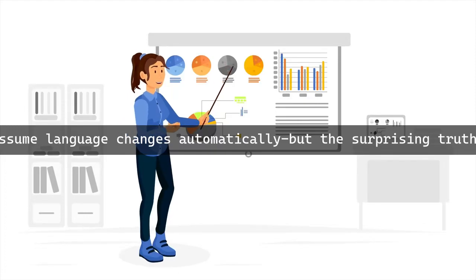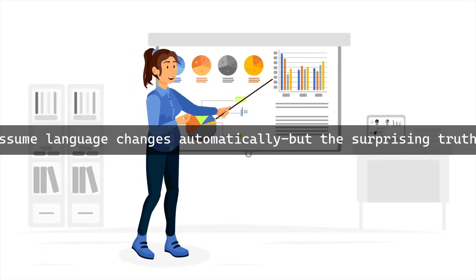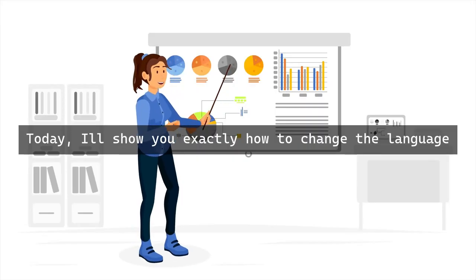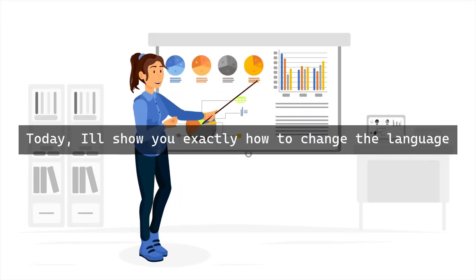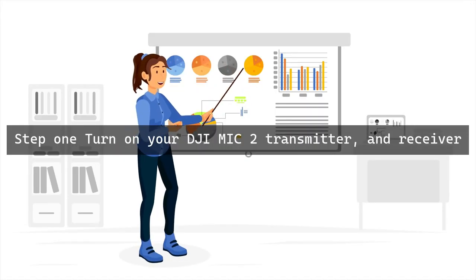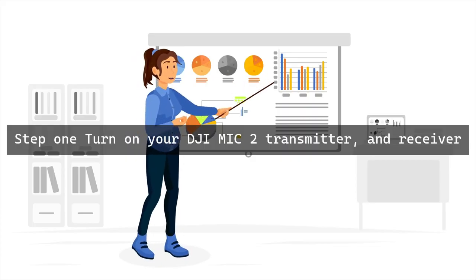Most people get frustrated with DJI Mic 2 settings because they assume language changes automatically, but the surprising truth is you need to adjust it manually, and it's easier than you think. Today, I'll show you exactly how to change the language.